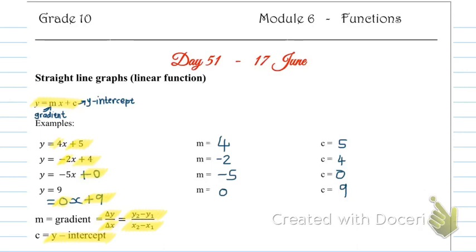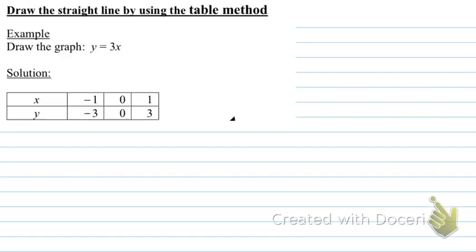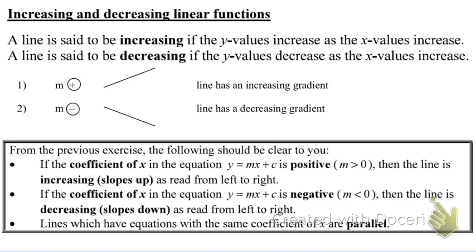Alright, then next we're talking about increasing and decreasing linear functions. A line is said to be increasing if the y values increase as the x values increase. So in other words, if I have a positive gradient, I have an uphill line like that, and I say it has an increasing gradient. If I have a negative m value, a negative gradient, I have a downhill line like that, and the line has a decreasing gradient.